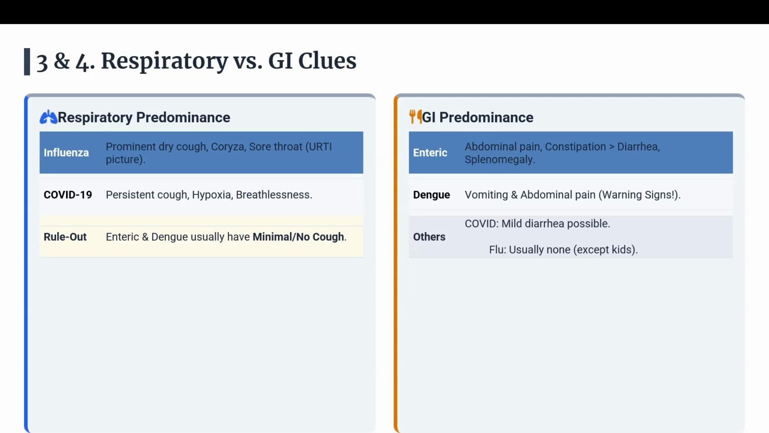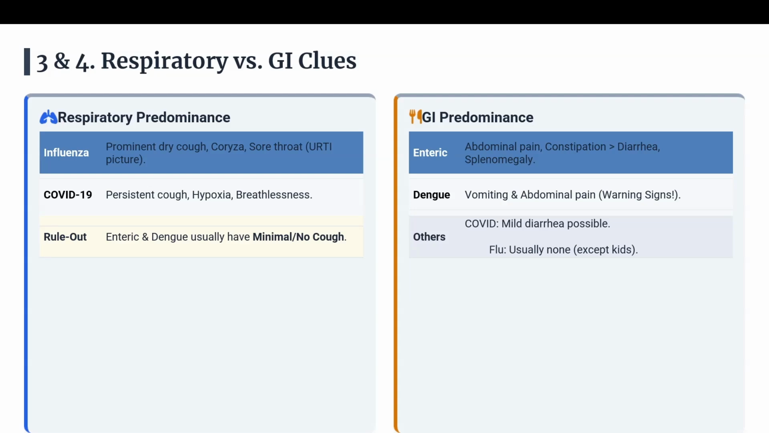We usually have minimal or no cough. Although in a few books and clinical practice, we have seen enteric fever presenting with dry cough due to diaphragmatic irritation or bronchitis. So GI predominance is enteric fever, where you will have abdominal pain, constipation more than diarrhea. We always think any enteritis will cause diarrhea more, but in case of enteric fever, there will be constipation in more number of cases than diarrhea.